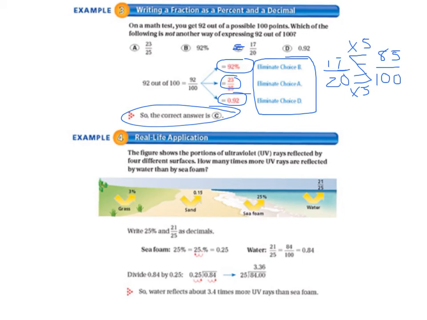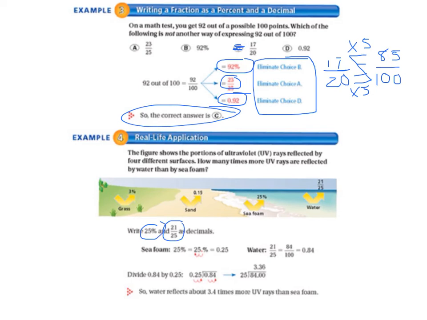Example 4, your real-life application. The figure shows the portions of ultraviolet rays reflected by 4 different surfaces. How many times more UV rays are reflected by water than by seafoam? So it says write 25% and 21/25 as decimals, and that way we can compare them easier.